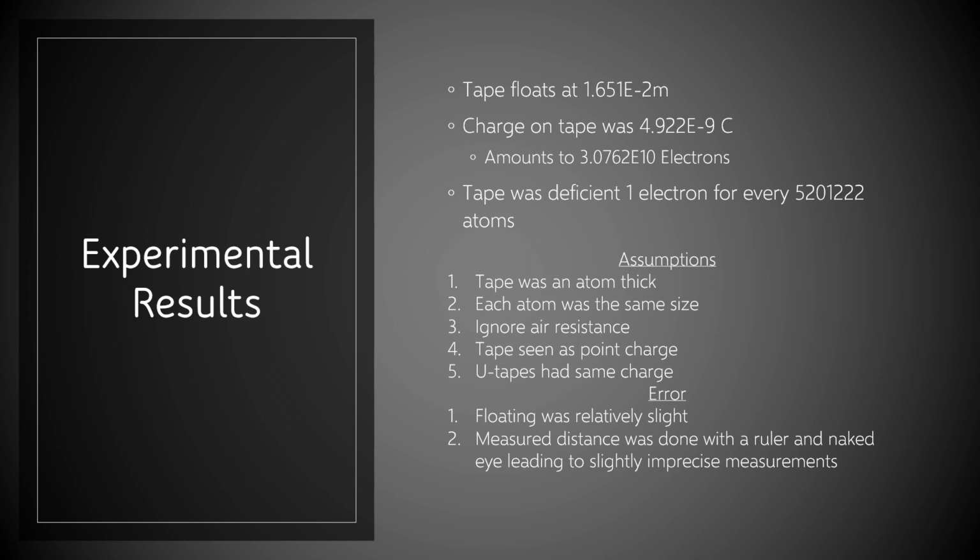A few of the assumptions I had to make for these conclusions, such as the electron deficiency and the charge on the tape and all those ratios, is that the tape was an atom thick. We were told to use an order of magnitude of about 1 times 10 to the negative 10. But of course, that doesn't take into account the thickness of the tape and other things stipulated in the prompt, such as air resistance, the tape being seen as a point charge as opposed to the charges being distributed, and that even though there could have been a chance for one tape to absorb a different charge based on technique, both tapes had the same charge.